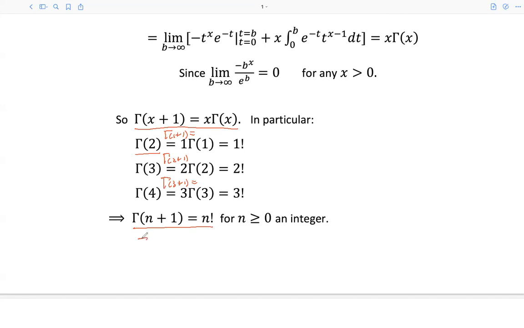So like we wrote before, gamma of 4 plus 1 is 4 times gamma of 4, right? Gamma of 4 is 3 factorial. 4 times 3 factorial is 4 factorial. So 4 plus 1 gives gamma of 5, and gamma of 5 is 4 factorial.